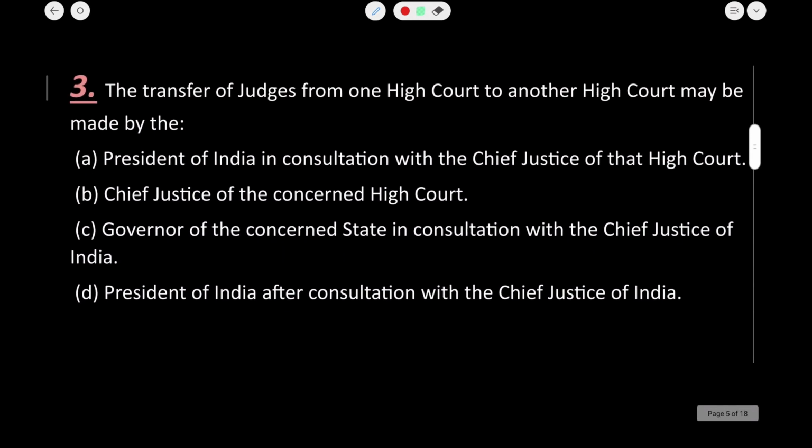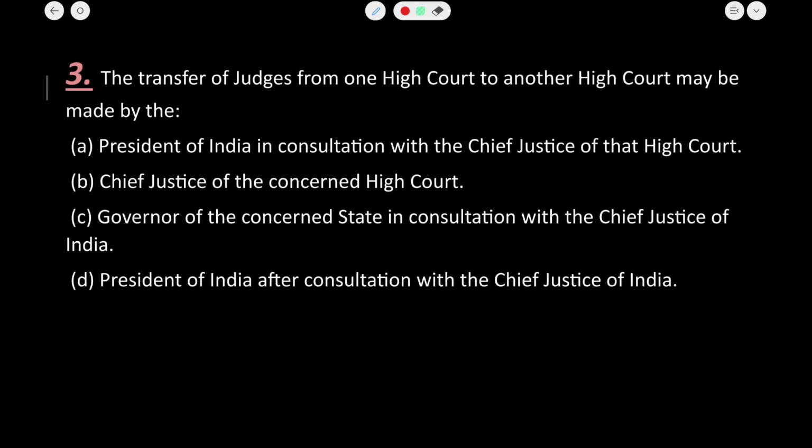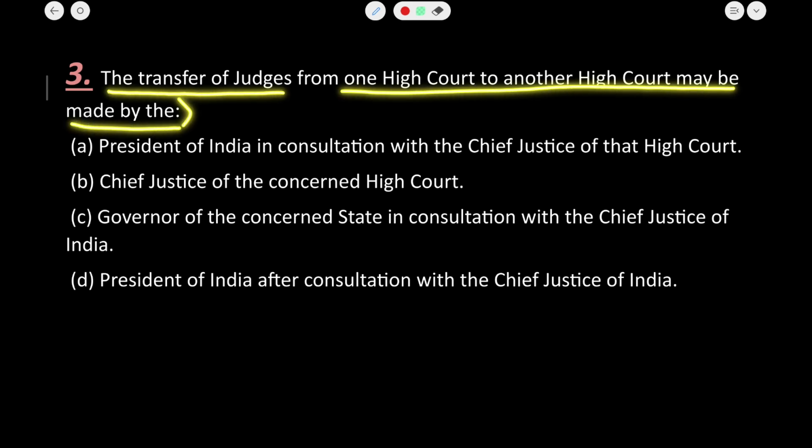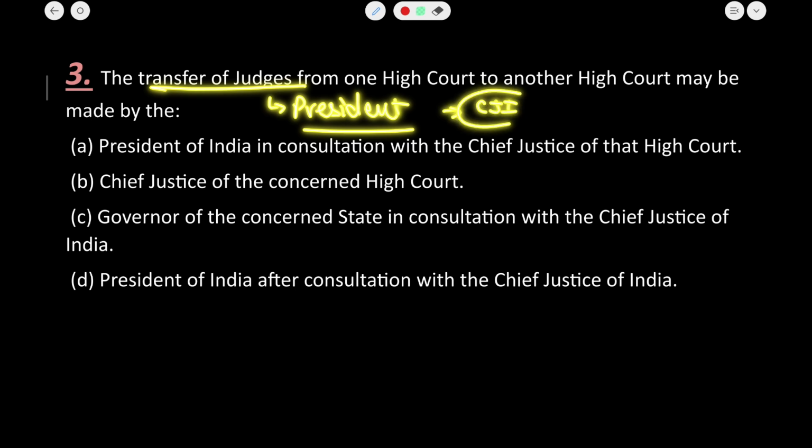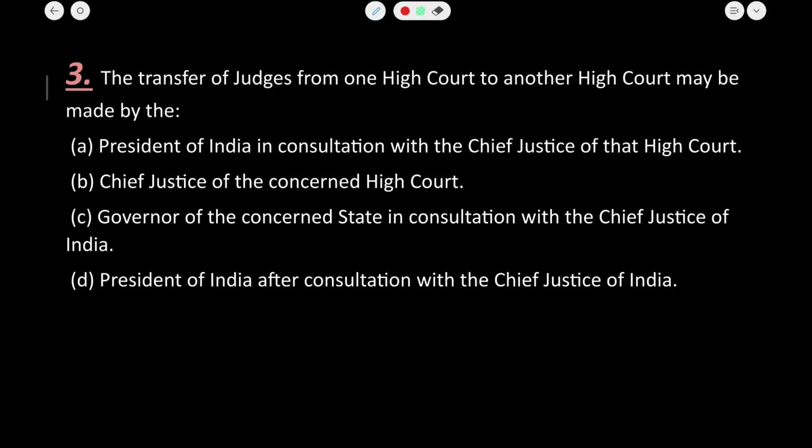Let's now move to the next question, that is question number 3. The transfer of judge from one high court to another high court may be made by the, now I already told you this transfer of judges is made by the president, and he consults the Chief Justice of India, who in return specifies or advocates the decision that is taken by the Collegium of Judges. So let us see which of the following options justify our explanation, which we have read in the explanation part.